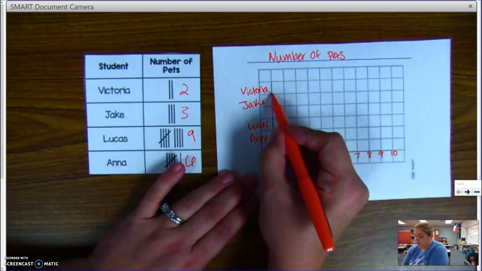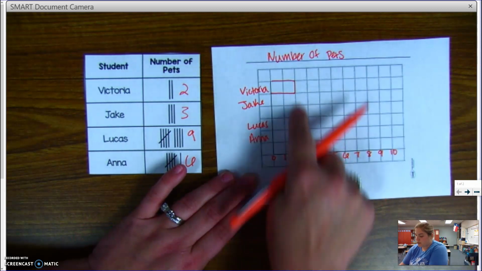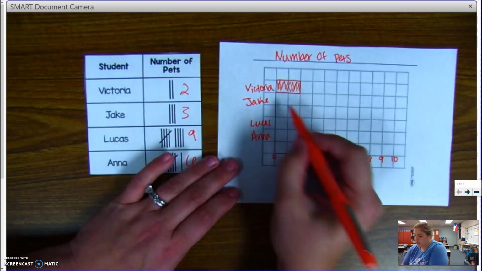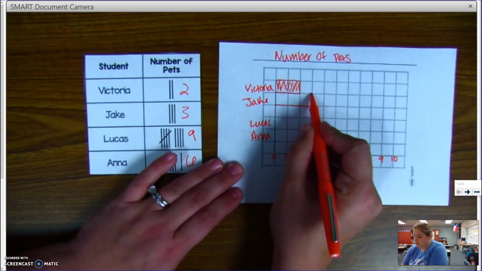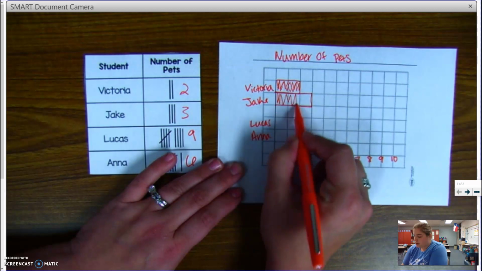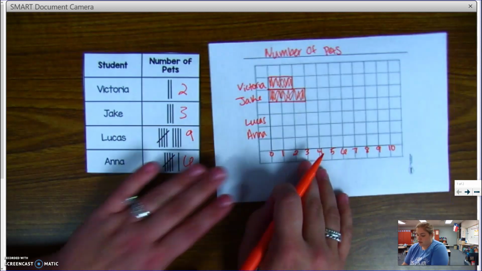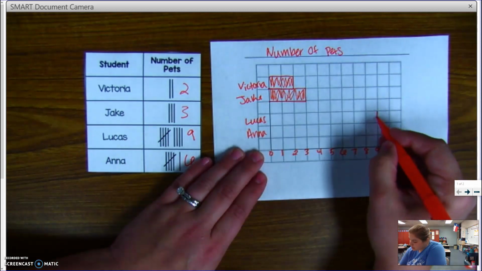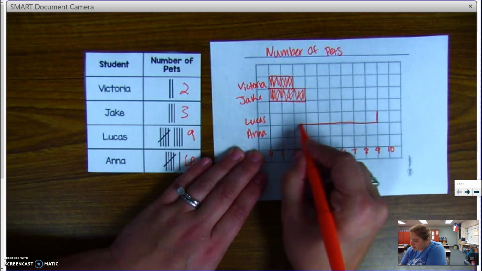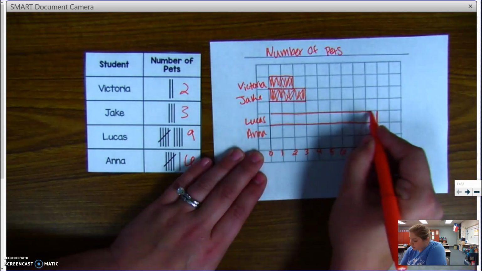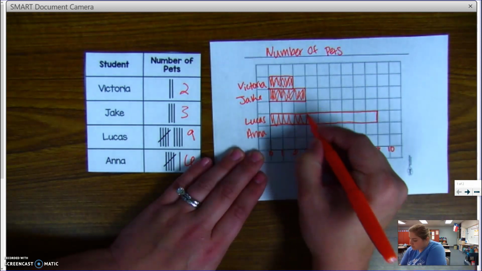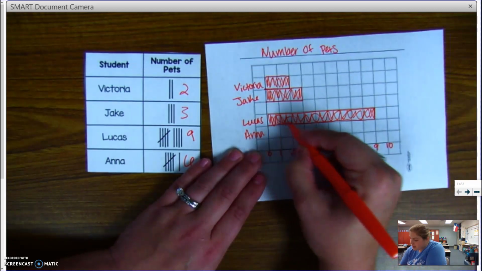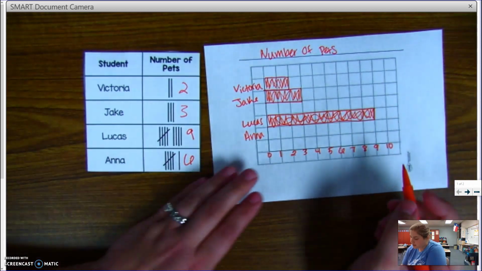Victoria has 2. So I'm going to come up to 2 and color her bar in. Jake has 3. I'm going to go 1 more than Victoria. Lucas has 9. I'm going to come up to Lucas and draw my bar. And then we have Anna, who has 6.